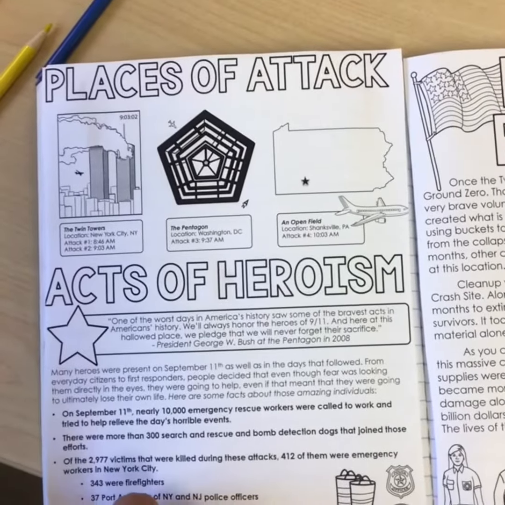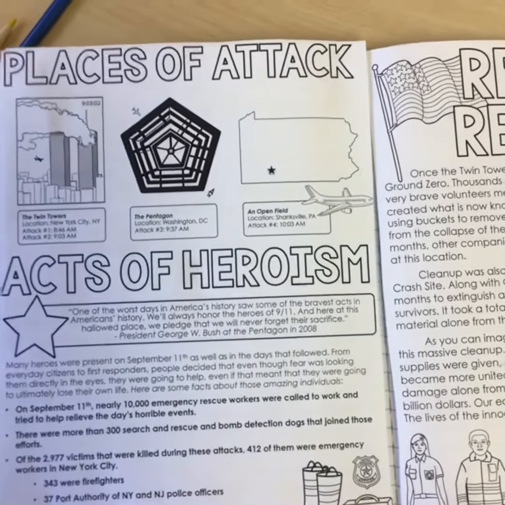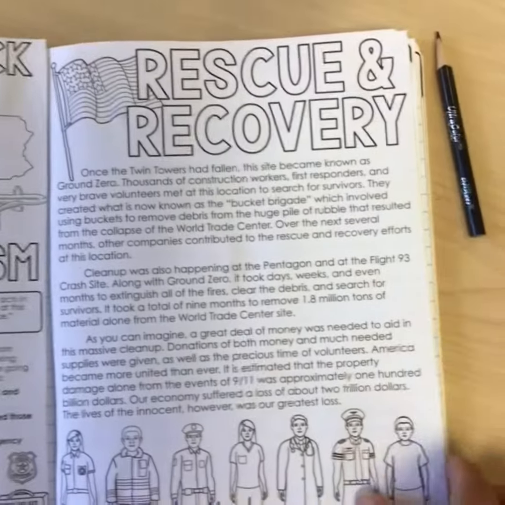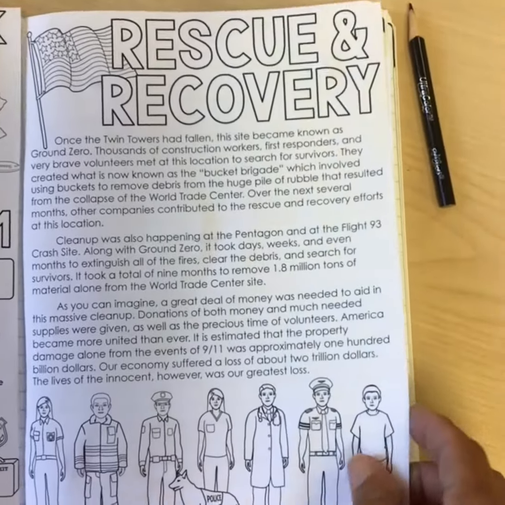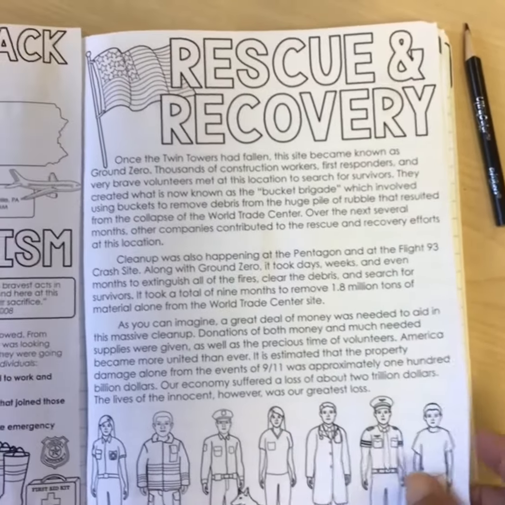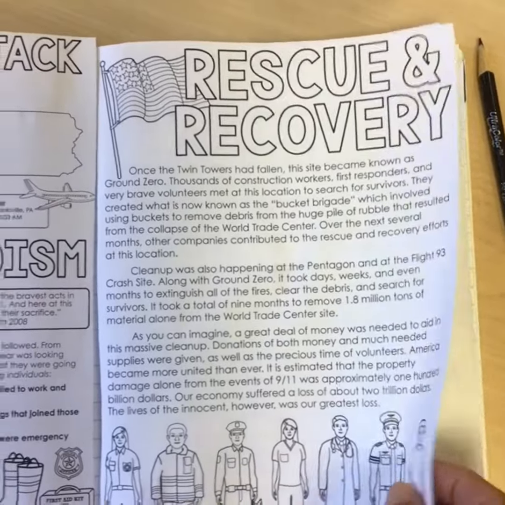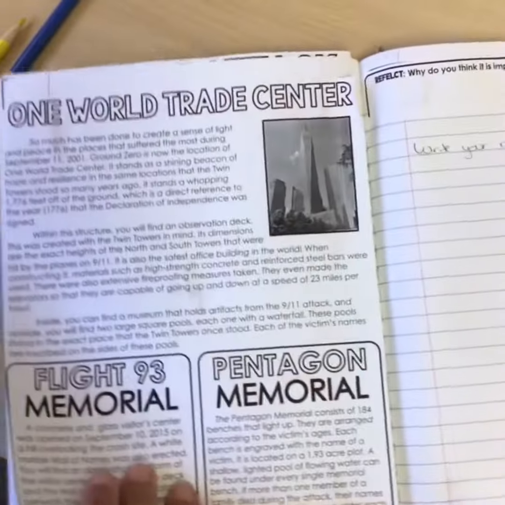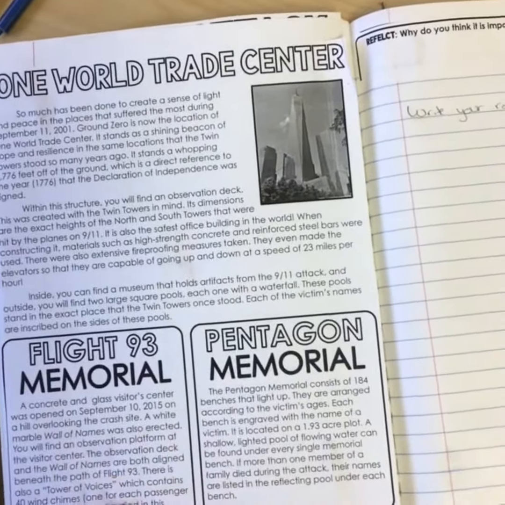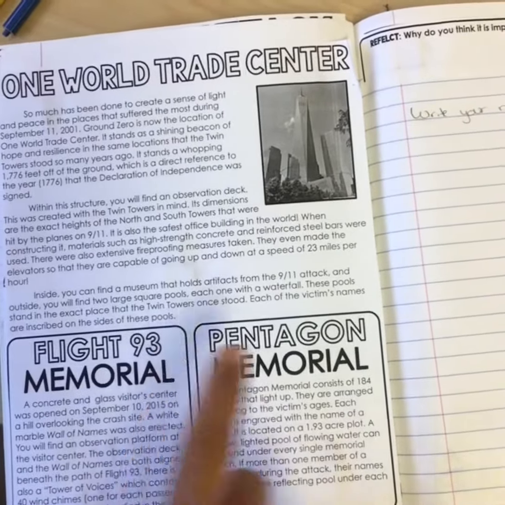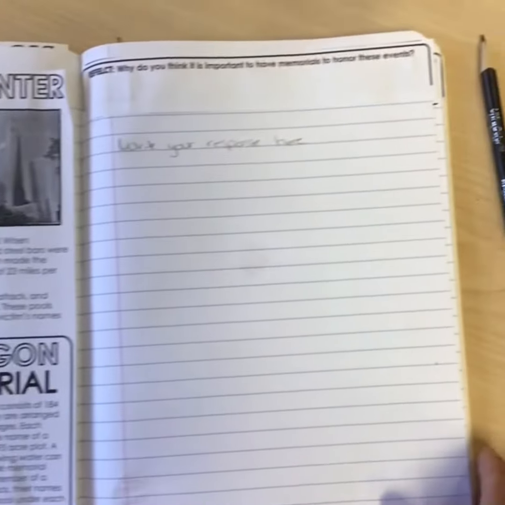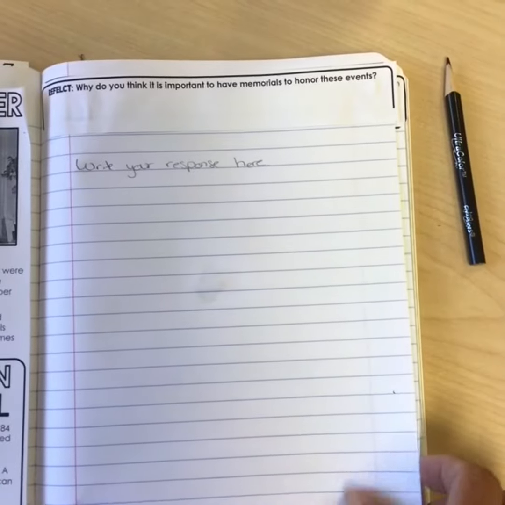Your acts of heroism and places of attack. Your rescue and recovery. Again, color this stuff. Make it look nice. I just did mine quick so you would have an idea of what we were doing. One World Trade Center and the Flight 93 and the Pentagon. And then the last part I cut off and put up there so you could see it.